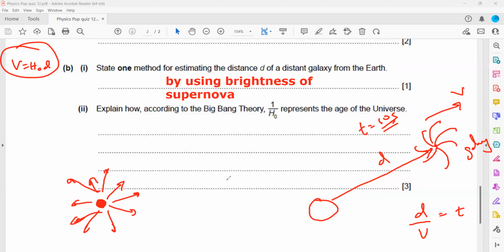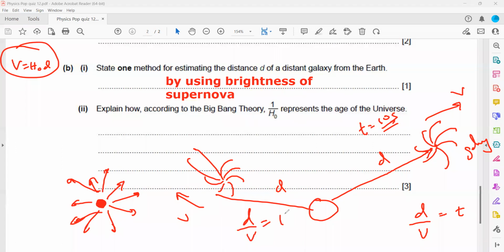So when we observe another galaxy, maybe the distance is shorter, but the speed at which it is moving is also smaller. So when we calculate the distance divided by speed, we get the time, and that time is known as the age of the universe. And the time taken by galaxy A is approximately the same as the time taken by galaxy B, even though they are at different distances from us.